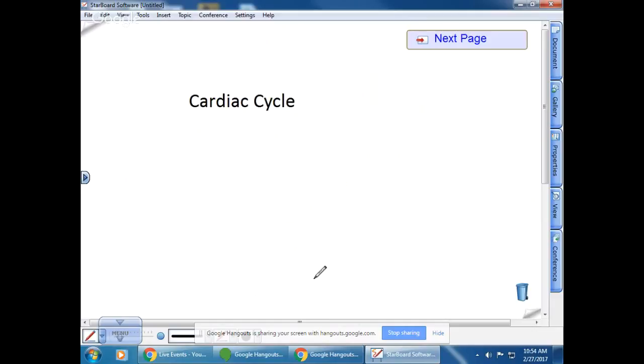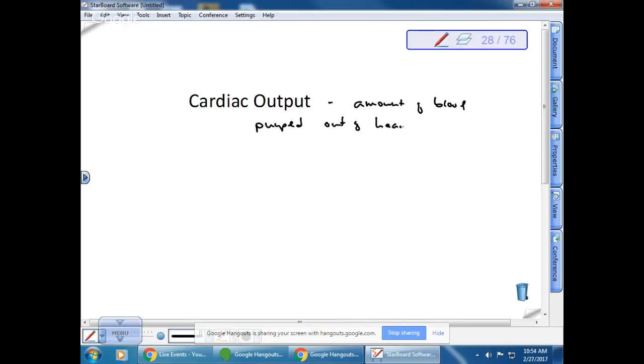We talked about the cardiac cycle, so I'm going to skip over that. The last thing I'm going to talk about today is what is referred to as cardiac output. This is the amount of blood that is pumped out of the heart every minute, in milliliters. So we'll just put: amount of blood pumped out of heart each minute. And it is abbreviated as CO.